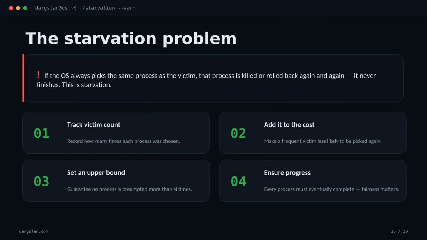But rollback raises a new worry. What if the OS keeps picking on the same unlucky process every time? It gets killed, restarted, killed again, and never actually finishes. That's starvation, and it's just as harmful as the deadlock we were trying to solve. The fix is fairness. Track how often each process has been chosen as a victim, factor that count into the cost so frequent victims drop down the list, and set a hard upper bound so no process can be preempted more than n times. The guarantee we're after is simple. Every process must eventually make progress.